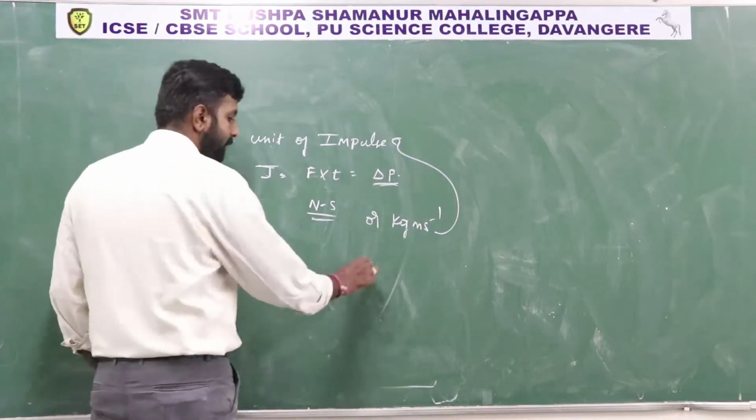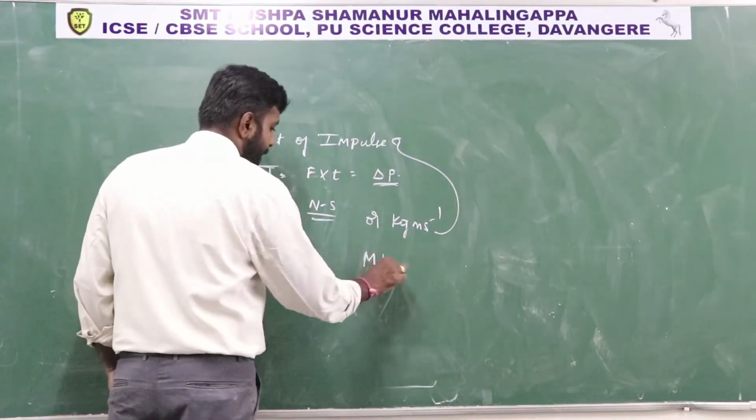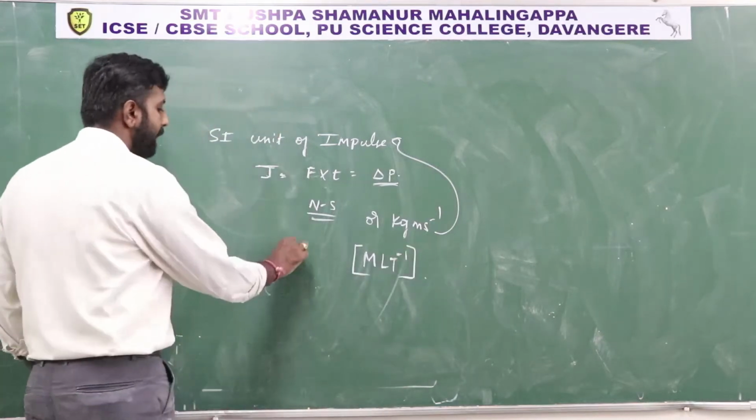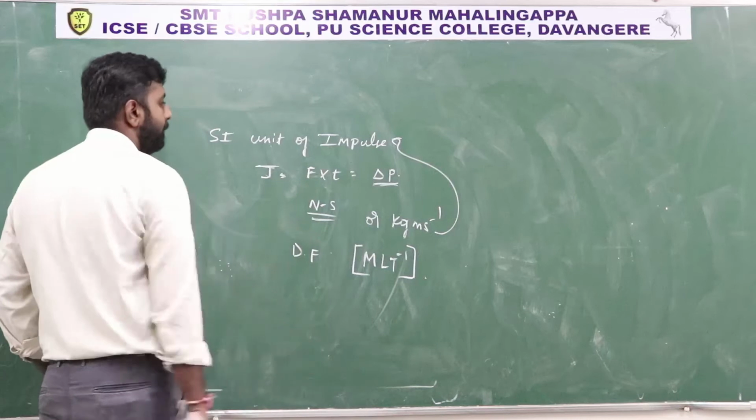And the dimensional formula is M L T to the power minus 1. This is the dimensional formula.